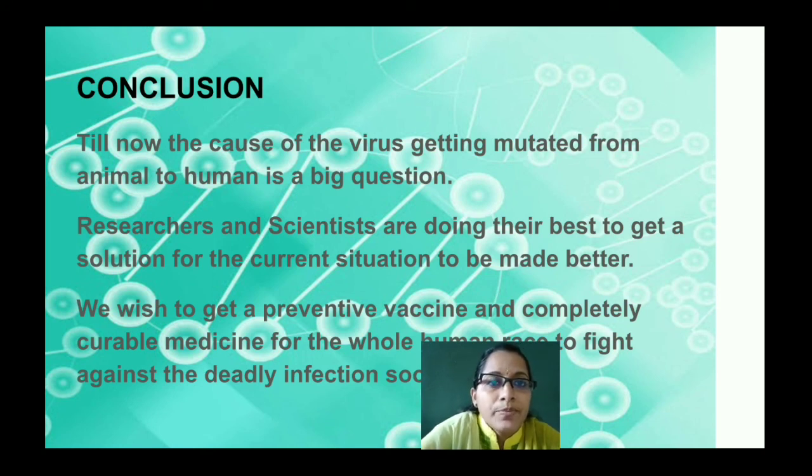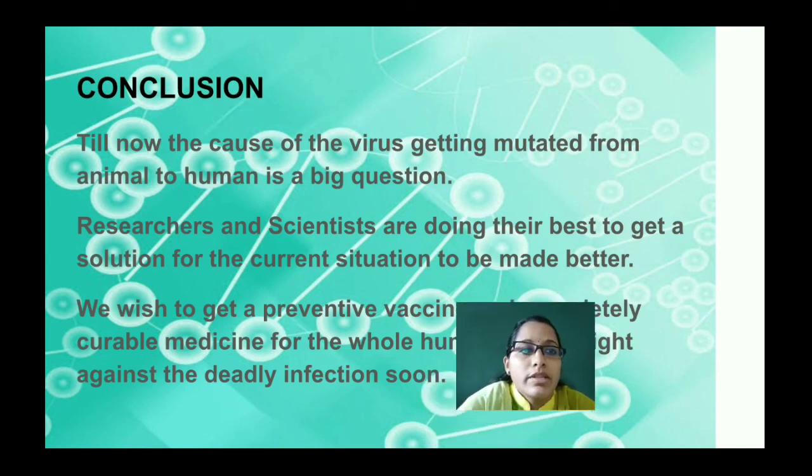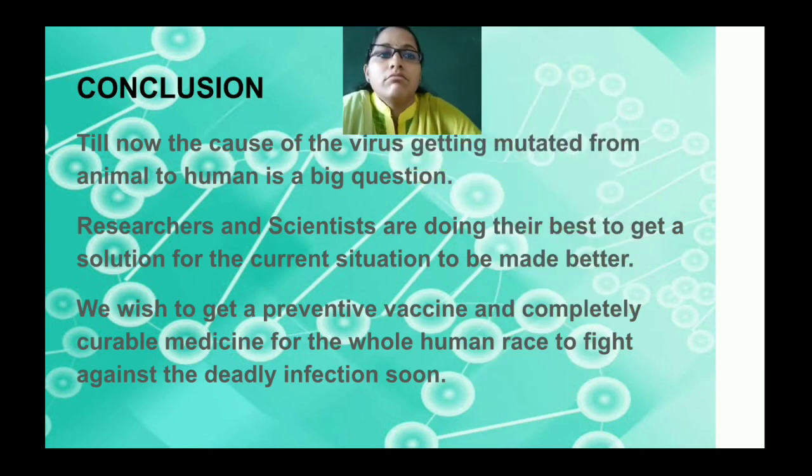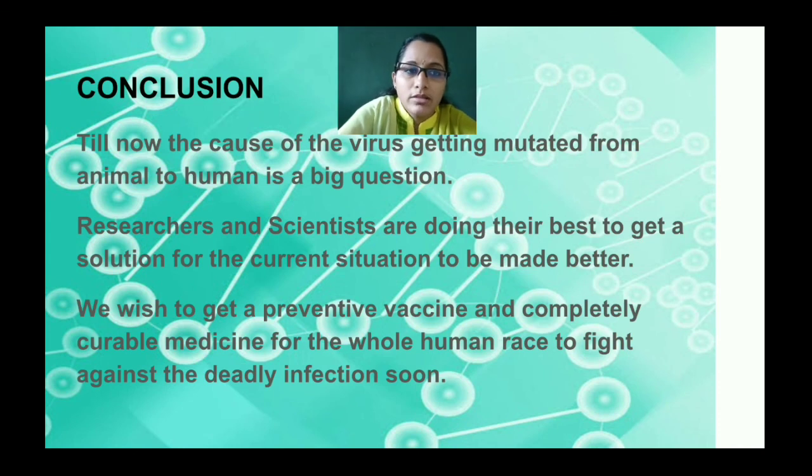So now we have understood that this virus mutates from animal to human being, but it is still a big question for the scientists and researchers, because as I said before, these viruses take a lot of time to mutate from one species to another, and this is still a mystery. So researchers and scientists are doing their best to find a solution for the current situation and make it better. We wish to get a preventive vaccine and a completely curable medicine for the whole human race to fight against the deadly infections soon.